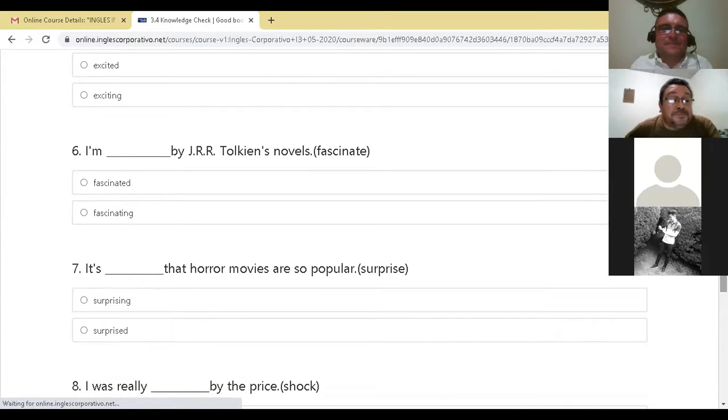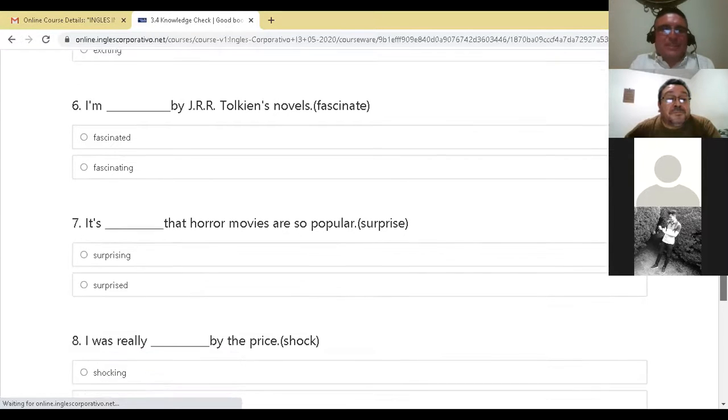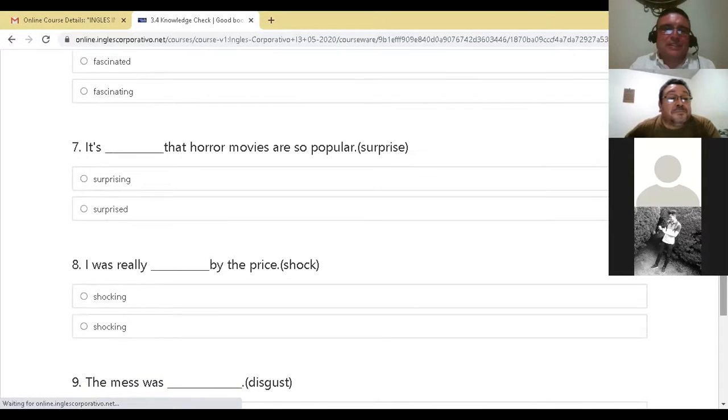I'm fascinated by Tolkien novels. Yes, fascinated. Number seven, someone else?